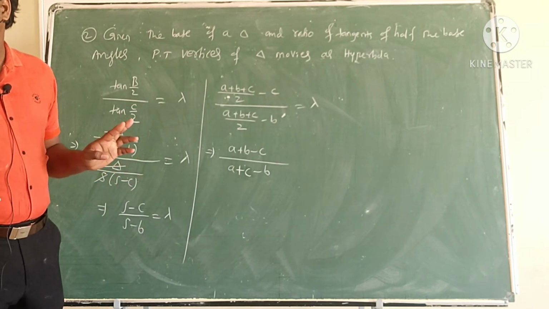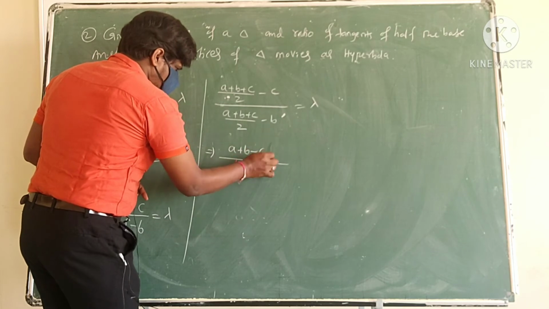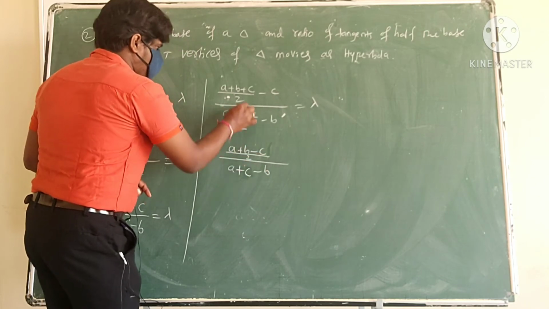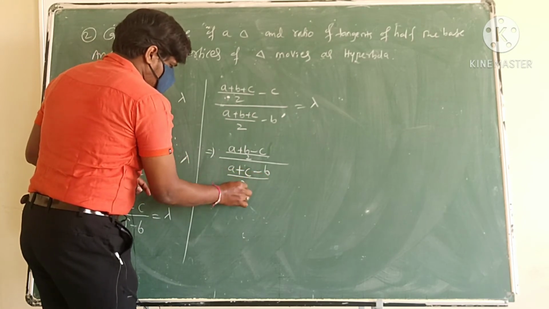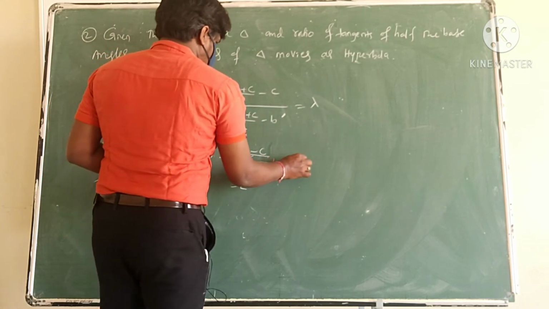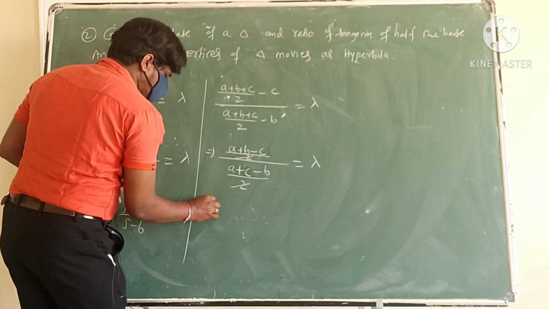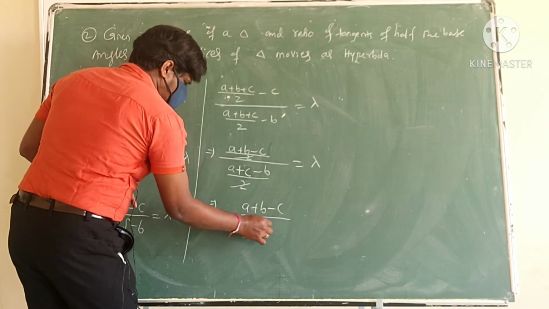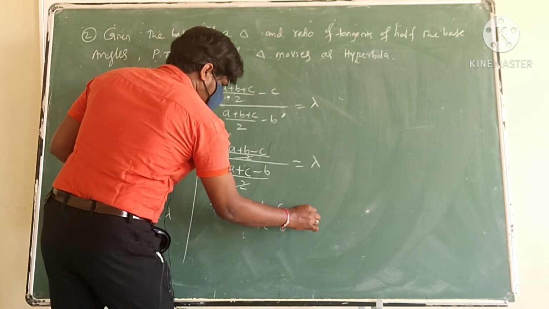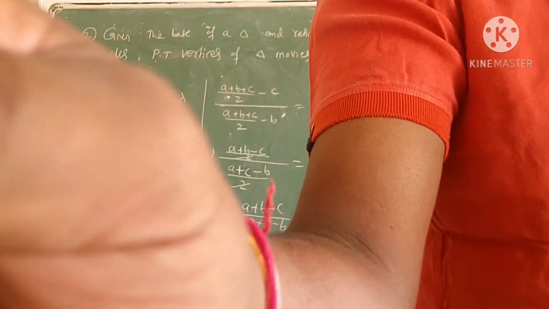Are you getting what I said? मैंने इधर 2 LCM किया, so divide by 2 आता है. I have taken 2 LCM, so you get 2c minus c will be minus c. Here also 2, so this is cancel out. So this is what I am going to get as lambda. So what I got here, a plus b minus c by a plus c minus b is equal to lambda. Is this correct? Formulas याद है नहीं है?